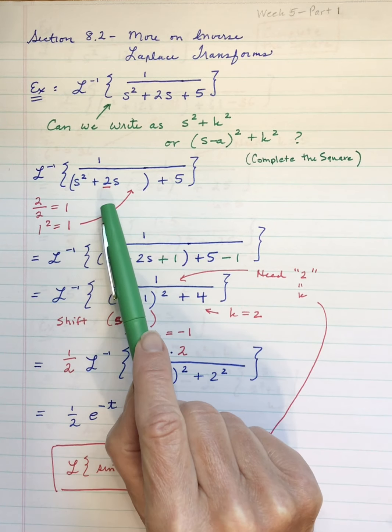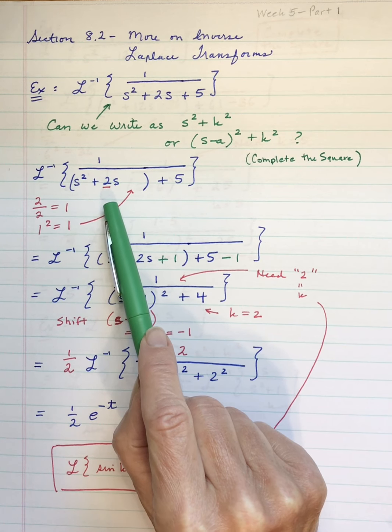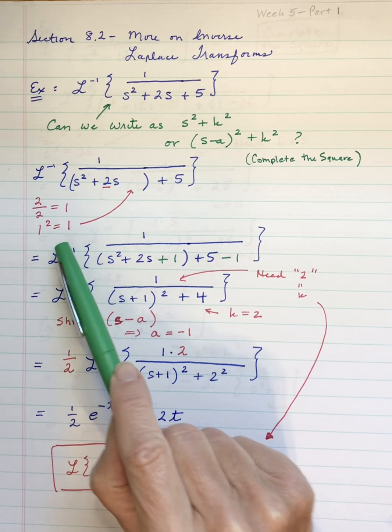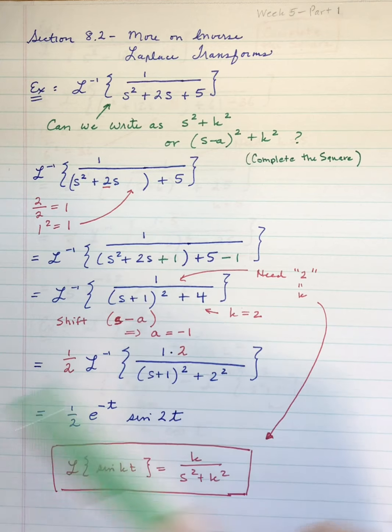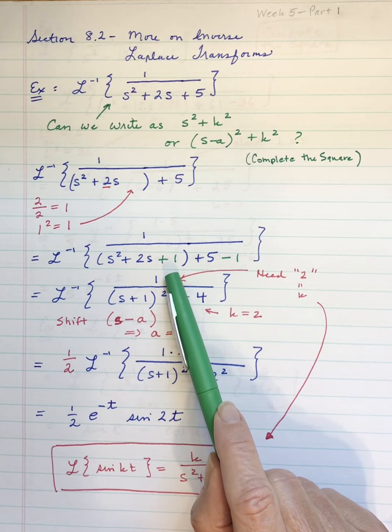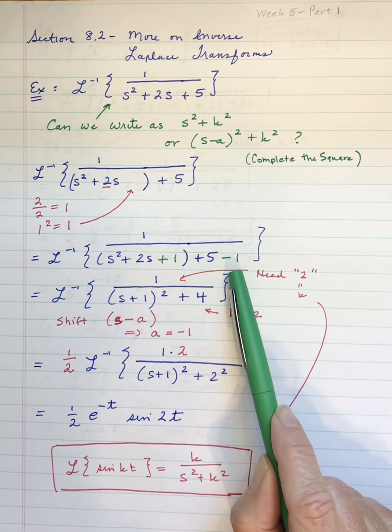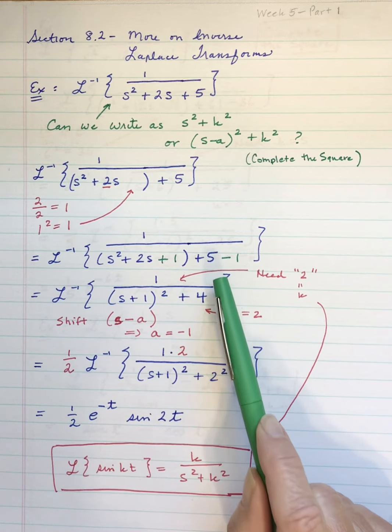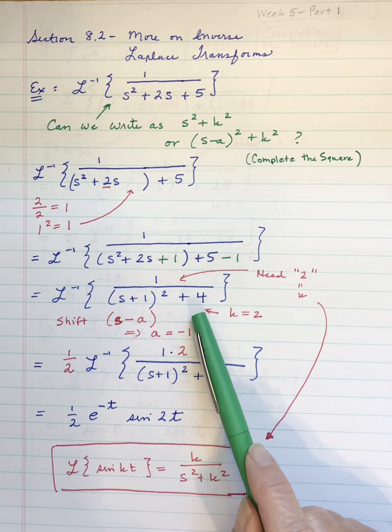So we look at the coefficient for s, which is 2, divide it by 2 to get 1, square 1 to get 1, and that's what we'll place there inside the parentheses. So we put the plus 1 here. Now we can't add 1 without subtracting 1. So that's all we're doing here. We're balancing it. So we just subtract the 1 from the 5 to get a 4.